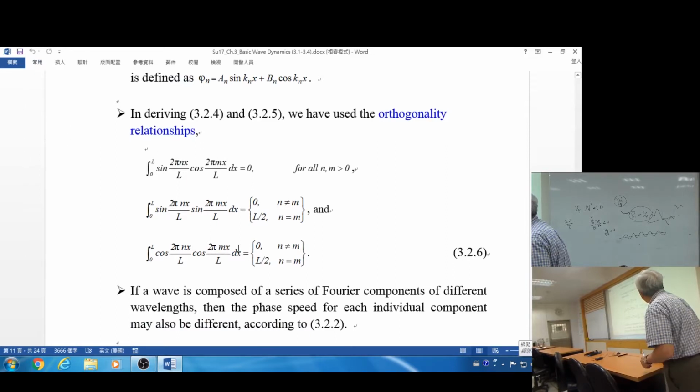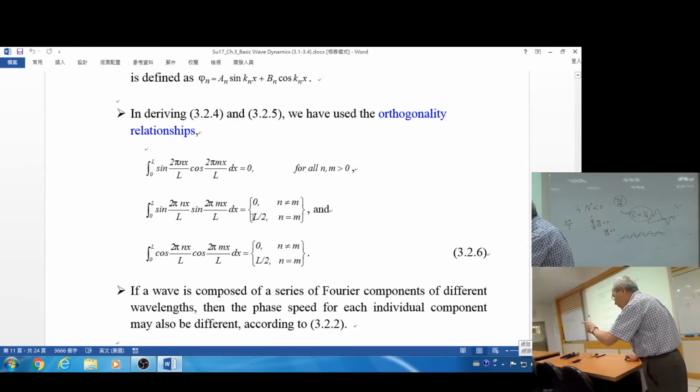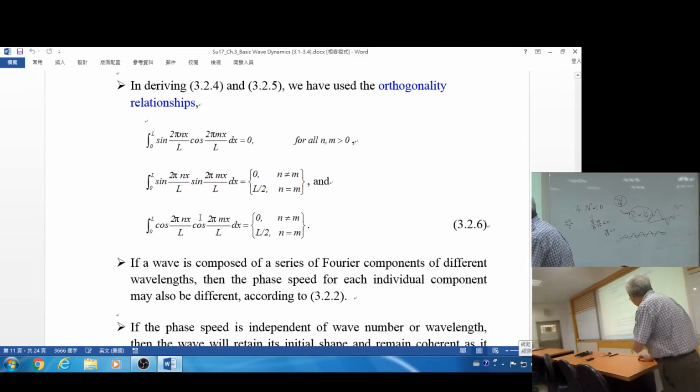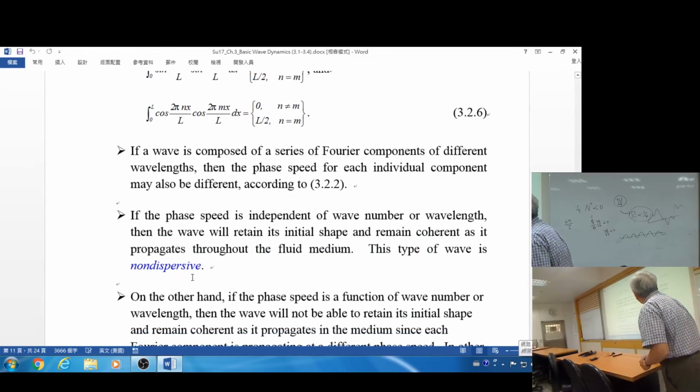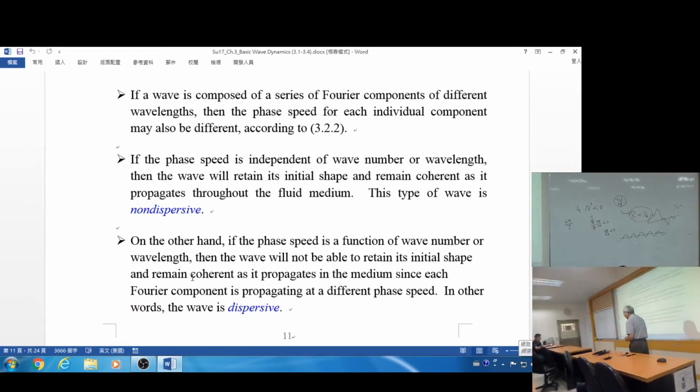Cosine times cosine is also 0 unless n equals m. Sine multiplied by sine, integrated from 0 to 1 wavelength L, equals L over 2 when n equals m. If n does not equal m, it equals 0. The same holds for cosine. Now, more important is what is dispersive and what is non-dispersive waves.